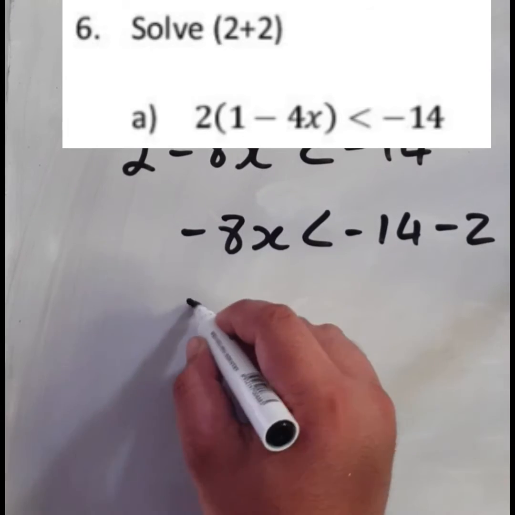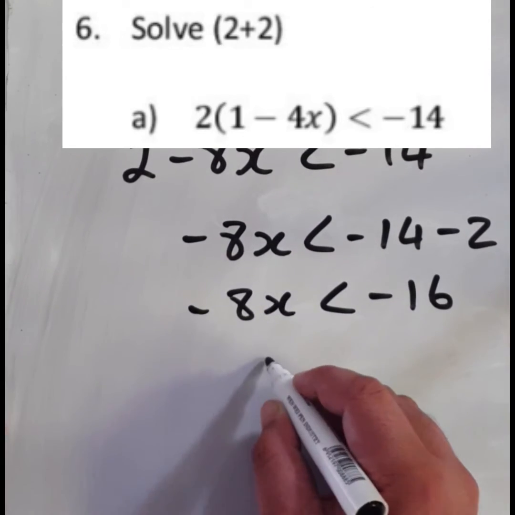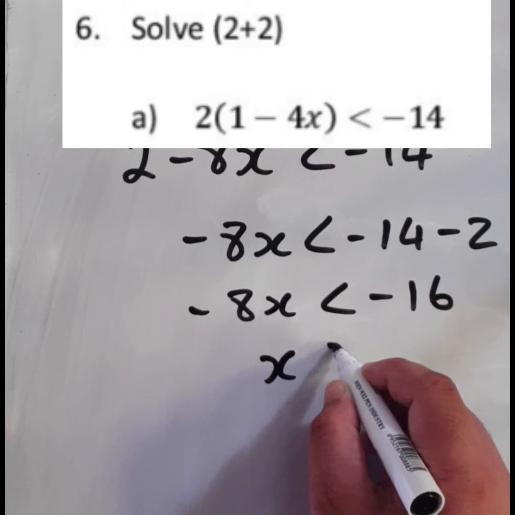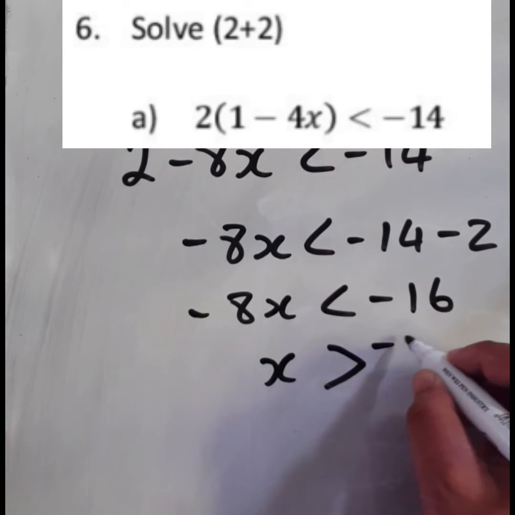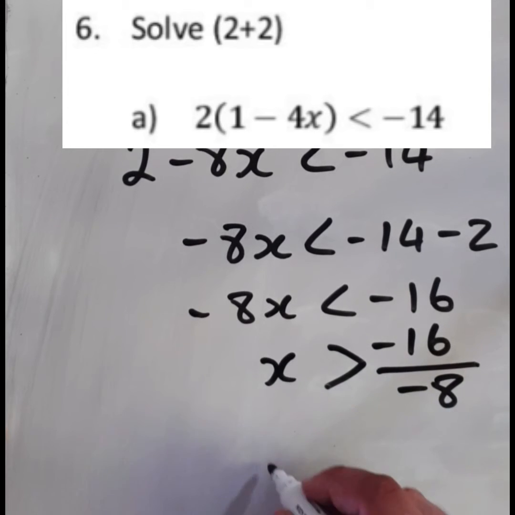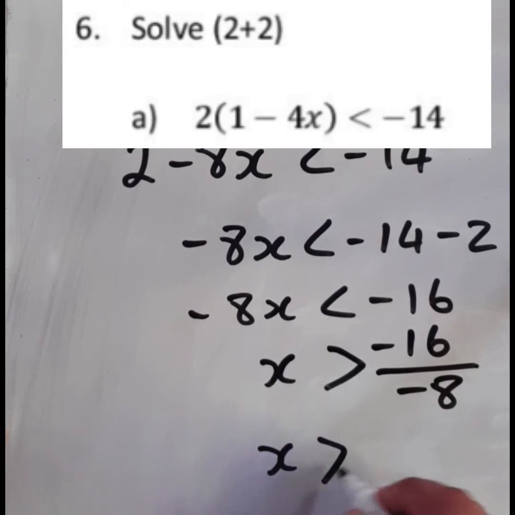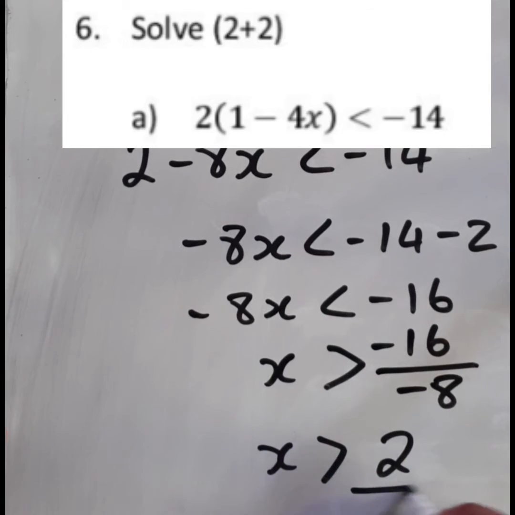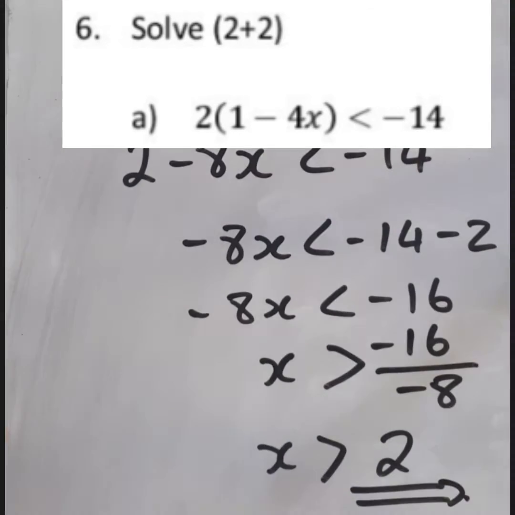Now we can divide the negative 8 through to the other side. And remember, when dividing by a negative number, the inequality will change. So this will go from less than to greater than. Negative 16 divided by negative 8 will give you 2. So x is greater than 2.